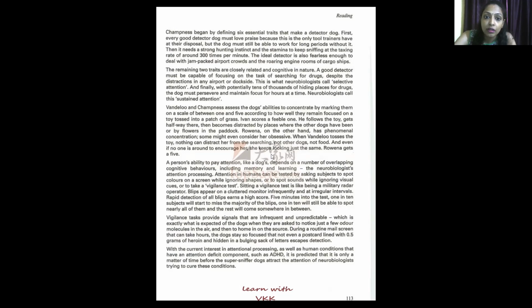And even if you read it closely, I don't think you would get anything which possibly says it improves concentration. I would like to read even this portion. Vigilance tasks provide signals that are infrequent and unpredictable, which is exactly what is expected of the dogs when they are asked to notice just a few odor molecules, then to home in on the source. We still don't get anything pertaining to improving their concentration.